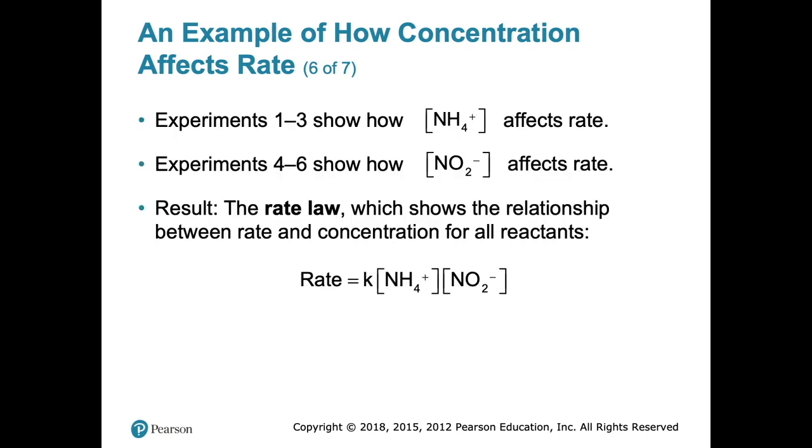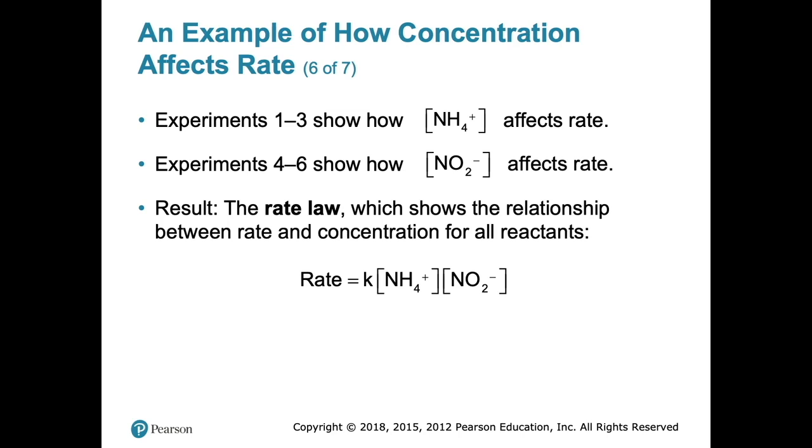And so when we take a look at the whole thing, experiments 1 through 3 show how the concentration of ammonia affects the rate, and experiments 4 through 6 show how the nitrite concentration affects the rate, right? We find out then that the rate law is actually first order for both of them, because remember what I said on Monday, when you double the concentration and the rate doubles, that's called a first order reaction, right?